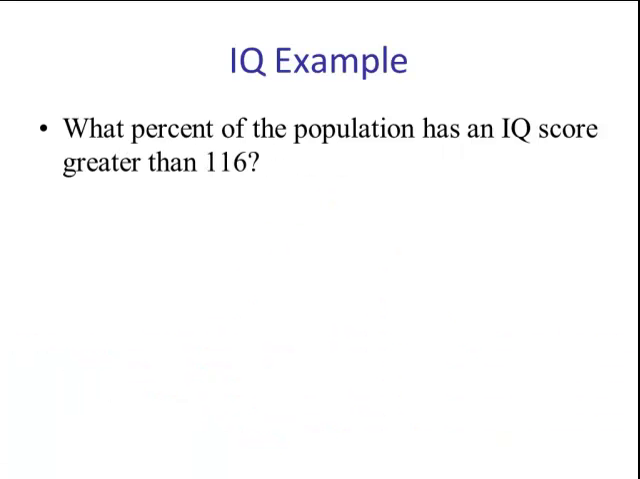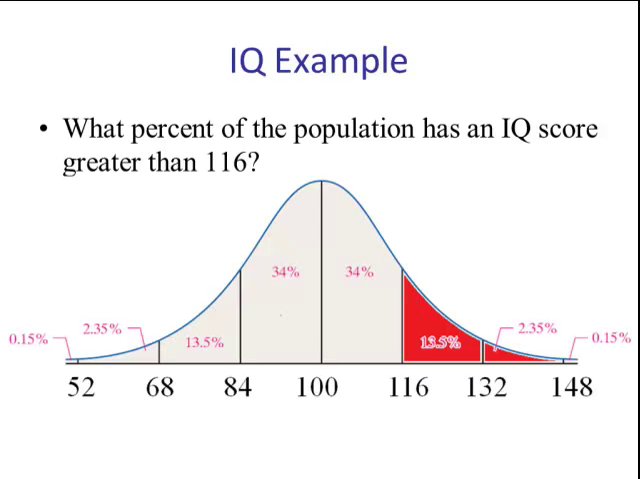Let's look at another example. What percent of the population has an IQ score greater than 116? Okay, if we look at our picture, from the previous problem, we know that this left tail and this right tail add up to be 32%. Now since this distribution is symmetric about its mean, the left tail and the right tail have the same area.